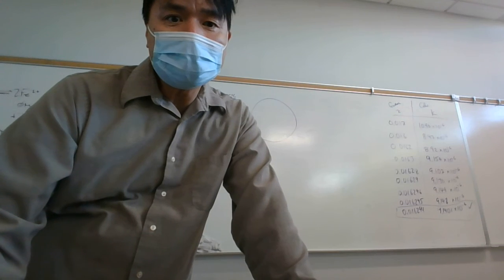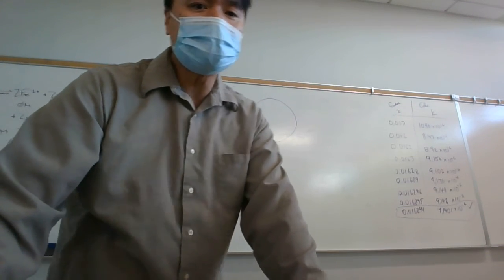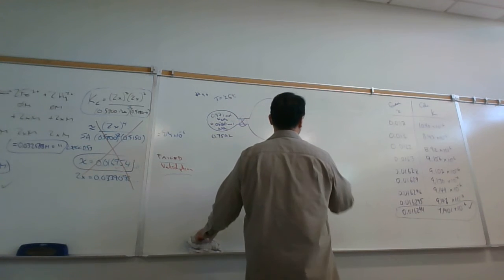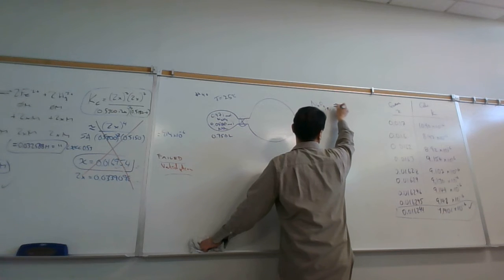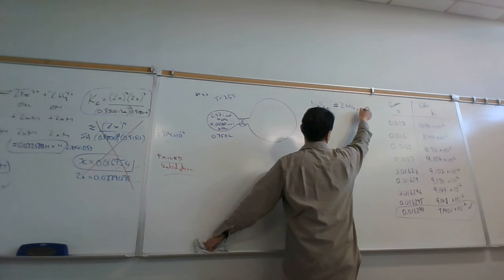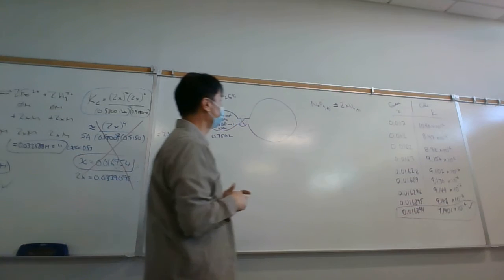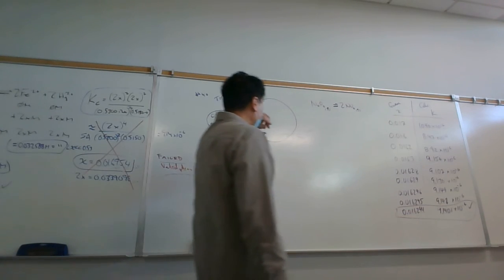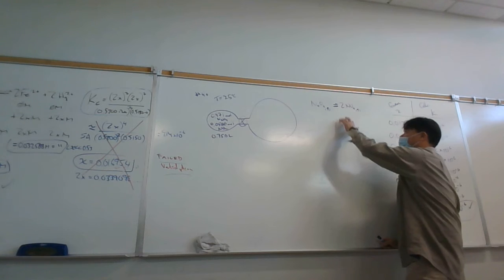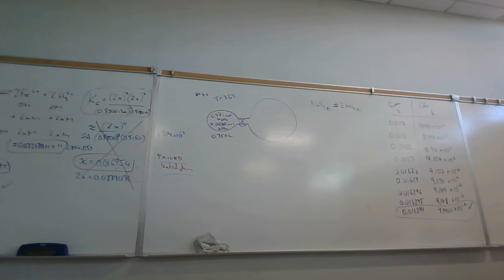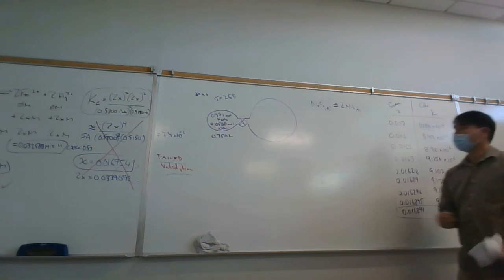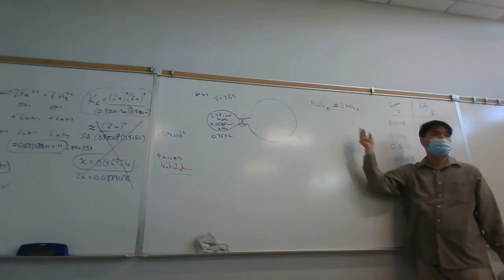Okay, what they say is that this is at equilibrium. They give us the equation here. The equation is N2O4 gas goes to 2NO2 gas. And so, what kind of reaction is this? Is this a redox reaction? Let's see. It's not a redox reaction because the oxidation state doesn't change.